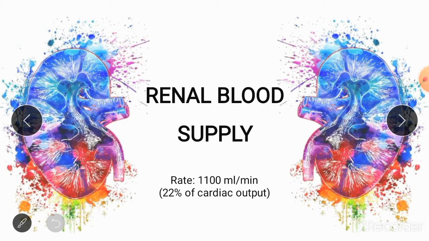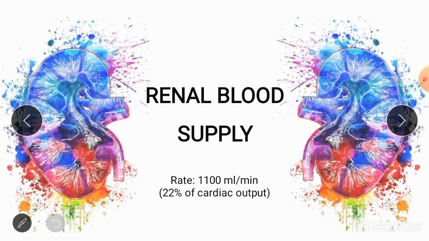Let us now discuss the renal blood supply. Do you know that around 22% of your cardiac output is supplied to your kidneys? What is your cardiac output? It is the amount of blood which is pumped by the heart per minute, and it is around 5 liters or 5000 ml. Out of this 5000 ml per minute, 22% is being delivered to the kidneys. This amounts to about 1100 ml per minute.